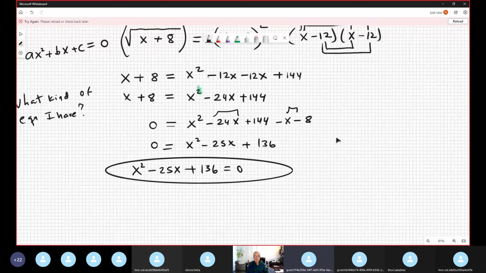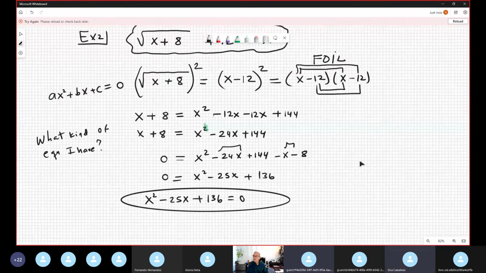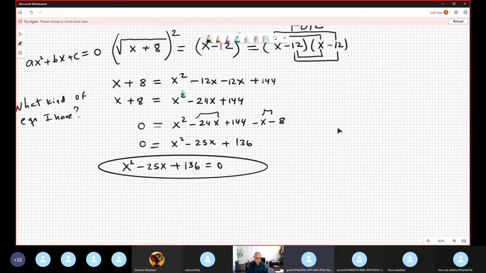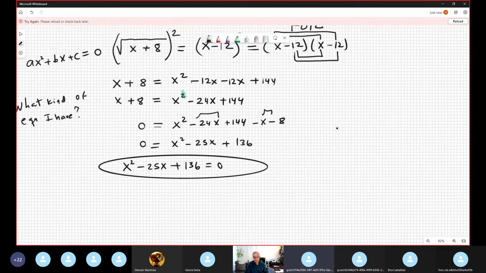Everyone follows me so far? Cool. Now entonces I make a decision: we solve using the famous quadratic formula because it's easy. I need to identify who is a, b, and c in this problem. a is 1. b is minus 25. Remember, if you make a mistake with one sign, this is the horror of mathematics. Your answer is incorrect. Okay, cool.